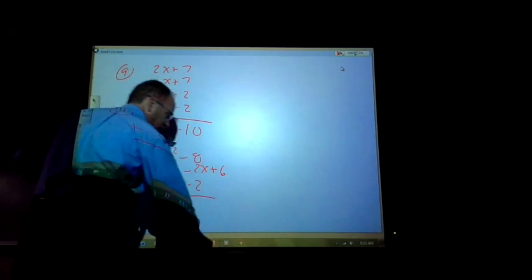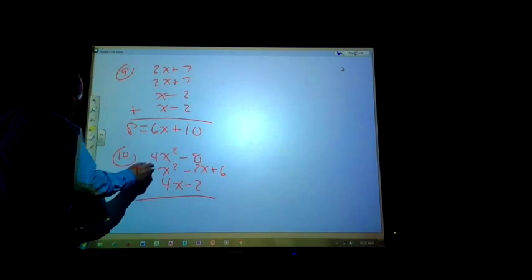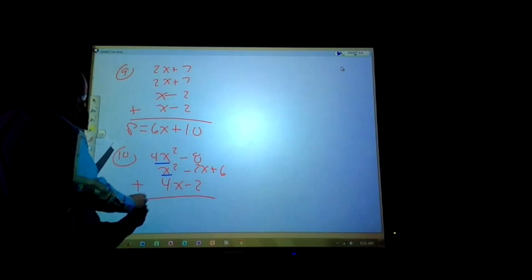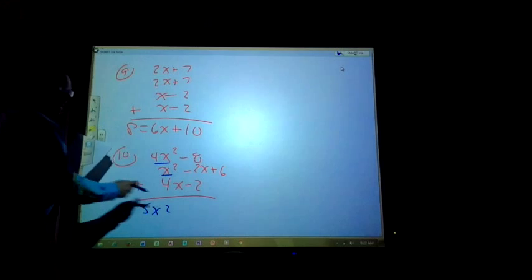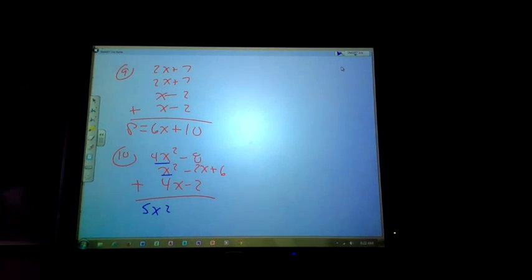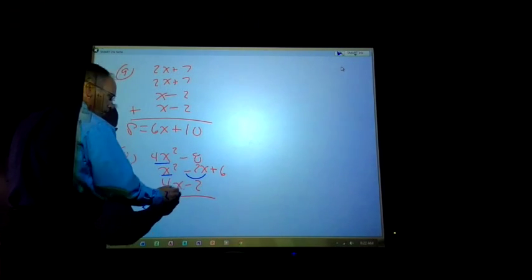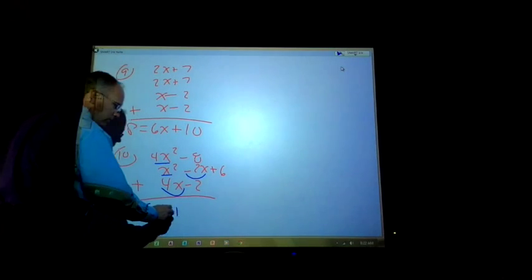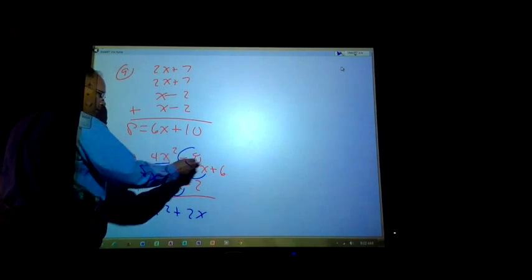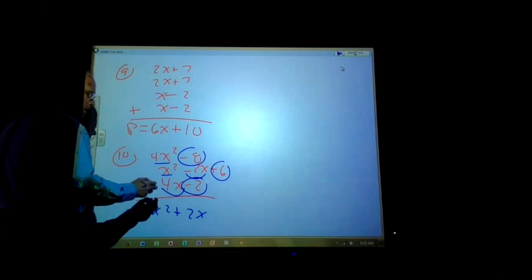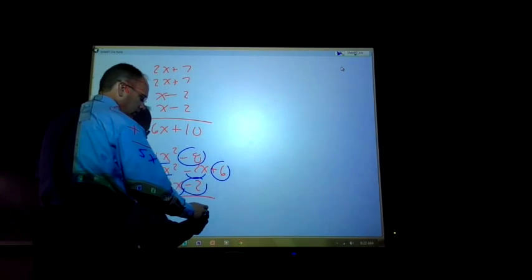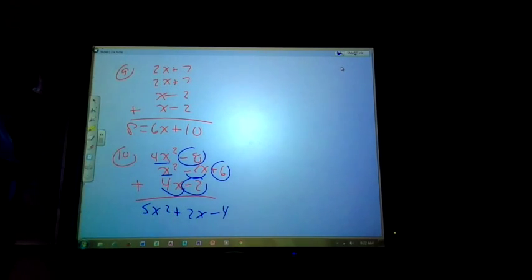Add them up, I have to combine like terms. So this and this will combine, give me 5x squared. Like terms, same letter, same exponent. Combine, plus 2x. Negative 10 and 6 is negative 4. Done. And the perimeter of that triangle is this.